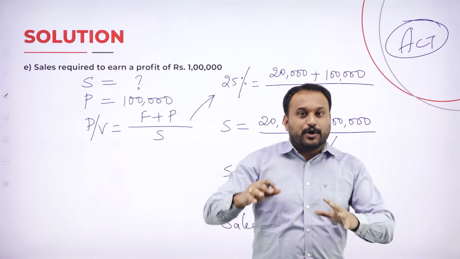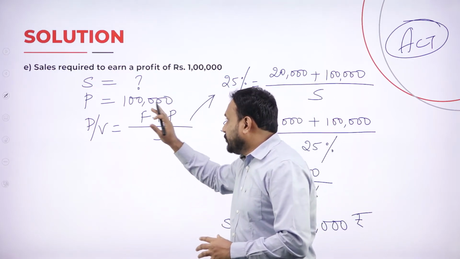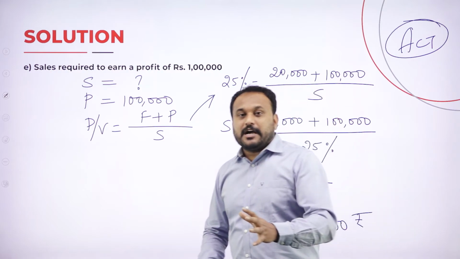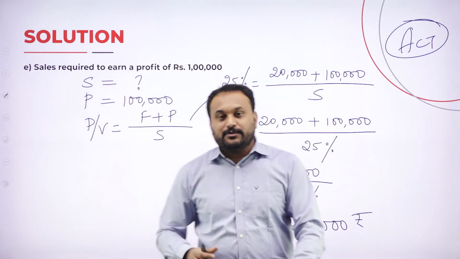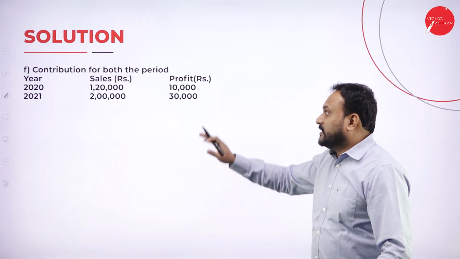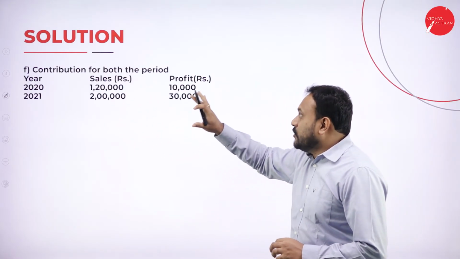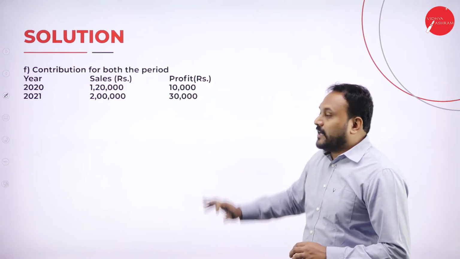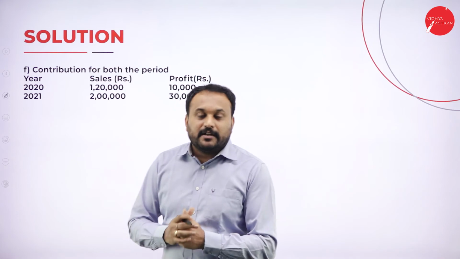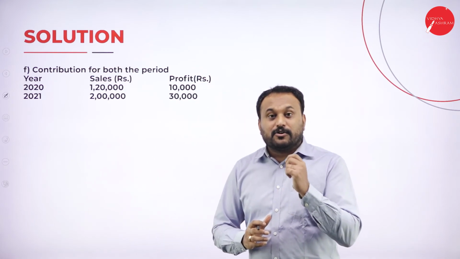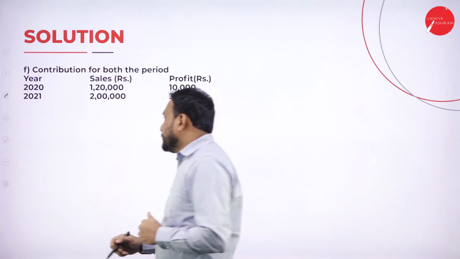So that means what? Whenever we make a profit of 1 lakh rupees, the sales will be how much? 4,80,000 rupees. Let's go with the next question. What is that they have asked us? They have asked the question F. That means contribution for both the period. What is it? Contribution for both the period. Now we are supposed to find the contribution now. Understand the contribution.